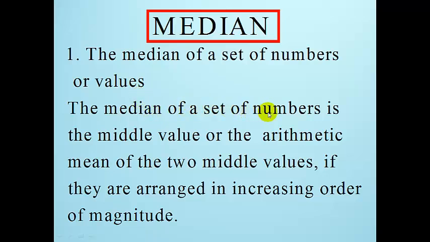The median of a set of numbers is the middle value or the arithmetic mean of the 2 middle values if they are arranged in increasing order of magnitude. That means that if you are finding the median of a set of numbers, you have to arrange them in increasing order of magnitude.